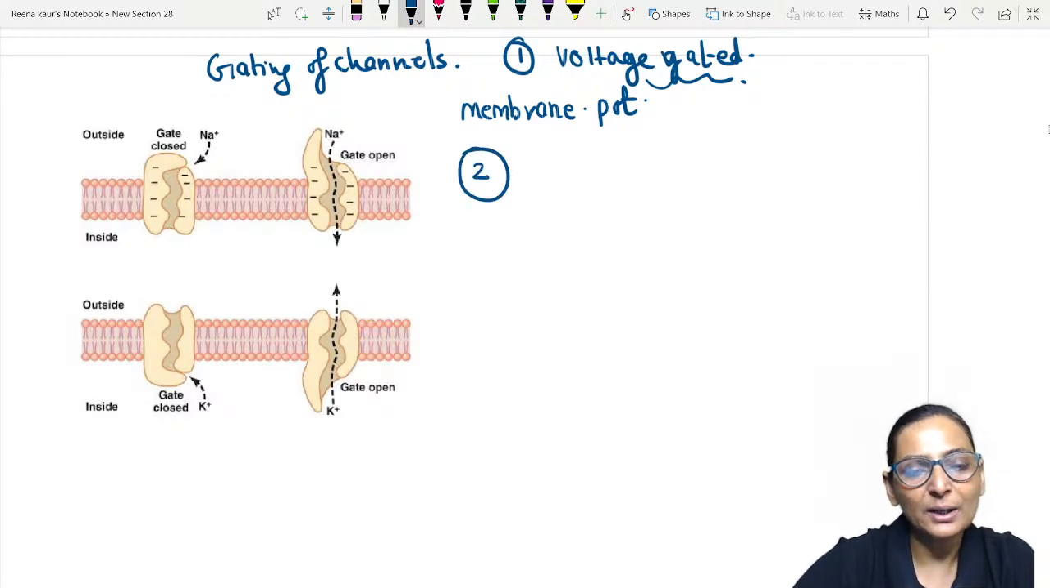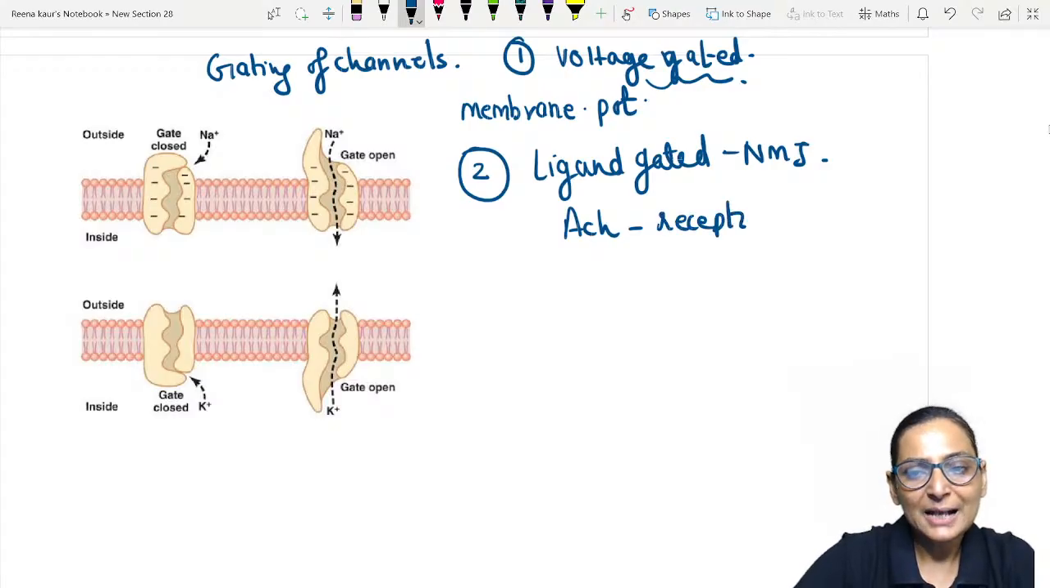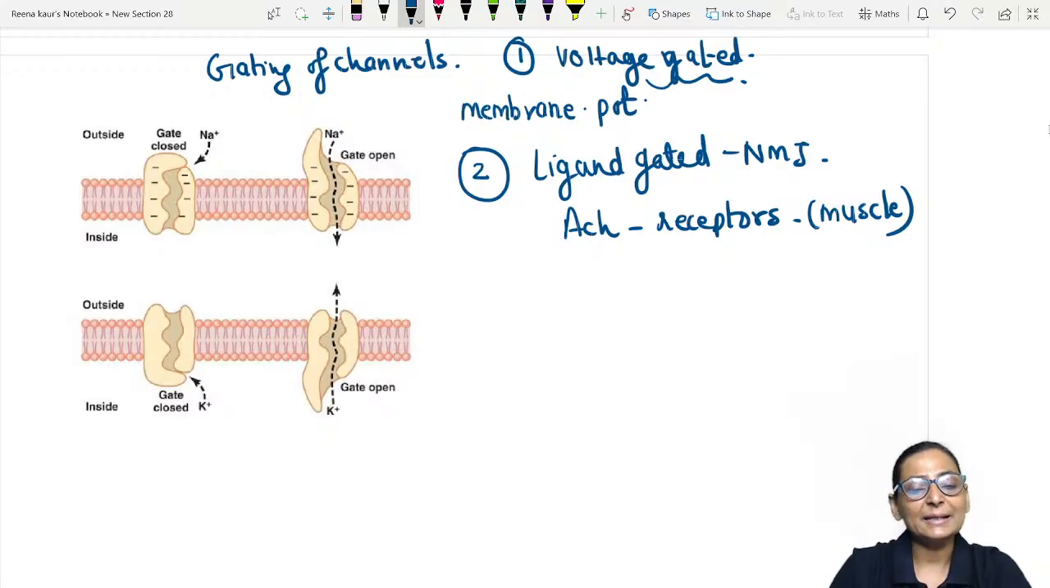Second wala जो होता है, they can be ligand gated. We will see this at the level of neuromuscular junction, that when acetylcholine will bind to its receptors which is present on the muscle side, it will open the ligand gated channels, and those ligand gated channels will then permit the entry of sodium ions. So sodium ions can be gated through voltage, or sodium ions are also gated through ligand gated channels, where the ligand, what is ligand? It is a hormone or it is a neurotransmitter. So at the level of neuromuscular junction, it is acetylcholine. Then the third important way by which is the mechanical gating.